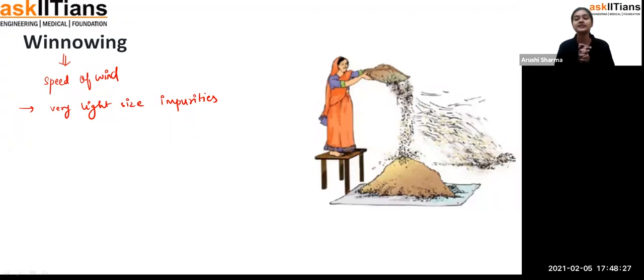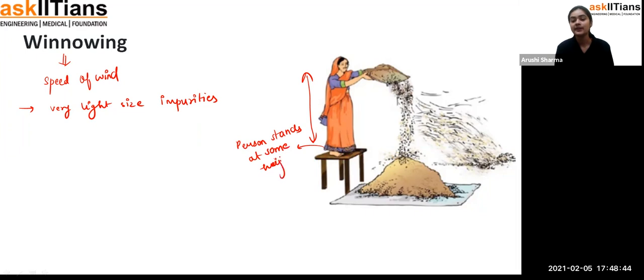In the winnowing method, students, as you can see in this picture, a person stands over a height. Person stands at some height.